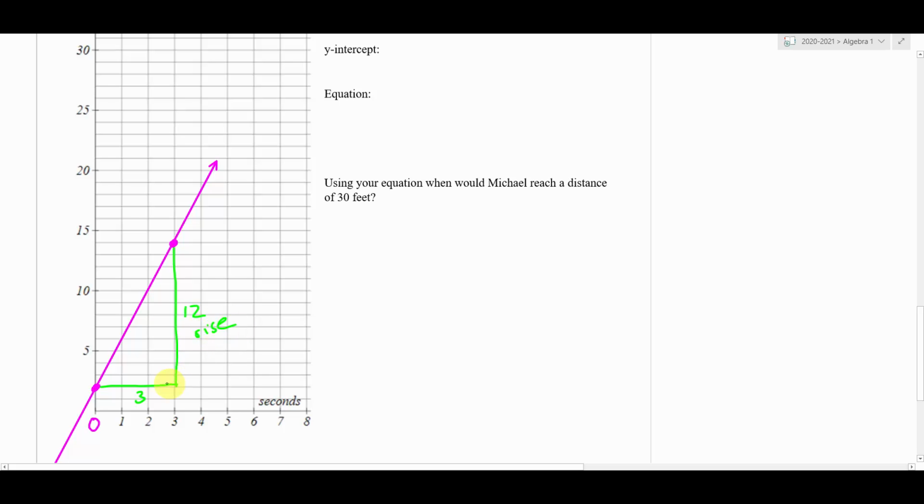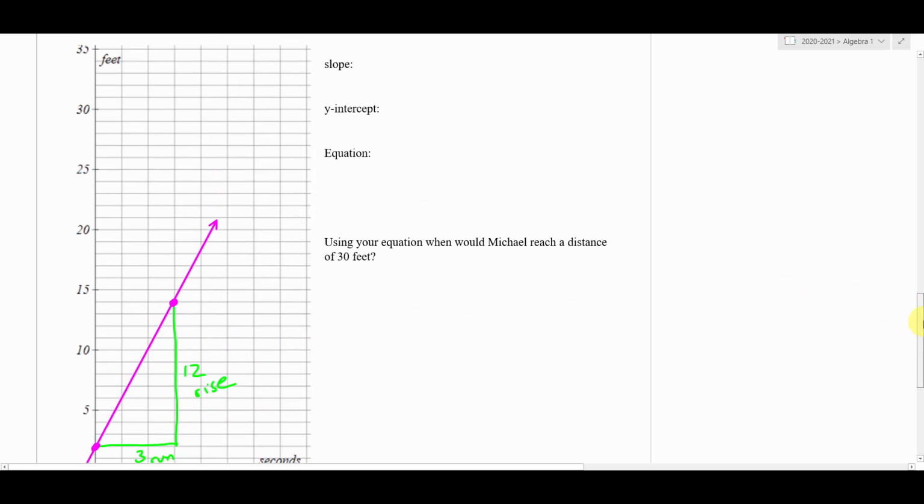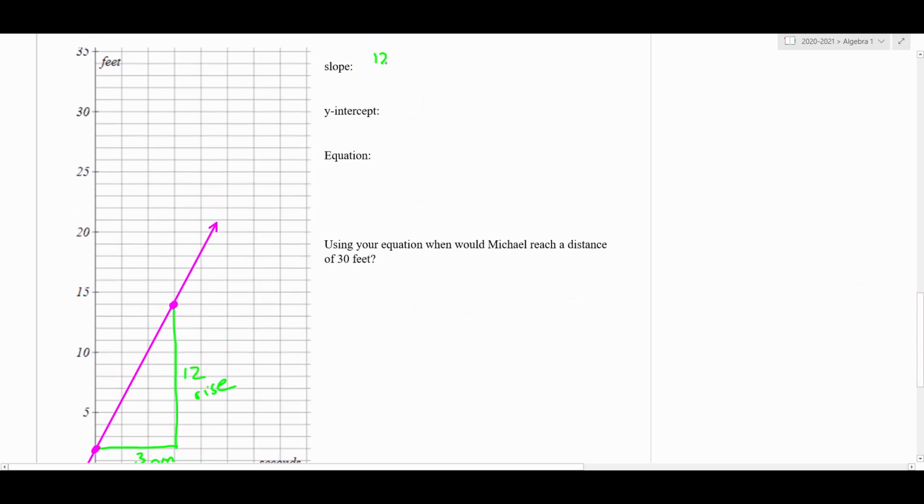So this is my rise, and this number down here represents my run. That's my left and right movement. Okay, so if I'm writing my slope, it's going to be rise over run, so it's going to be 12 over 3, and for those of you who can divide stuff, 12 over 3 is 4. Or if you want to keep it as a fraction, you can say 4 over 1. That way we can see rise and run, just in a simplified state. This is just a simplified or reduced version of the slope. Okay, they're both the same number, but one's just reduced.